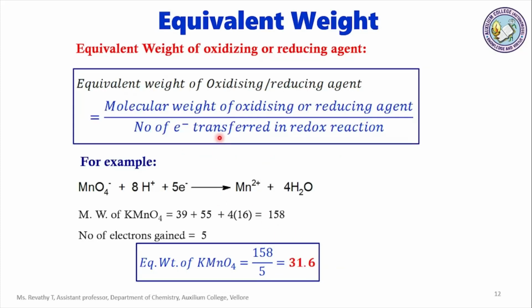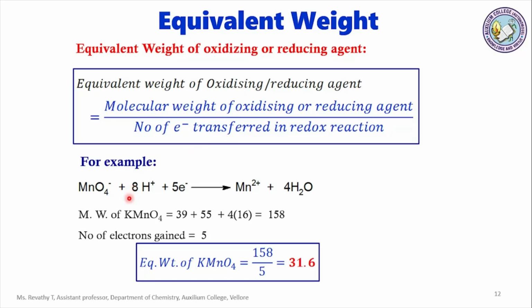So, the formula to calculate equivalent weight of oxidizing and reducing agent is equal to molecular weight of oxidizing or reducing agent divided by number of electrons transferred in redox reaction, that is number of electrons gained in case of oxidizing agent and number of electrons lost in case of reducing agent.